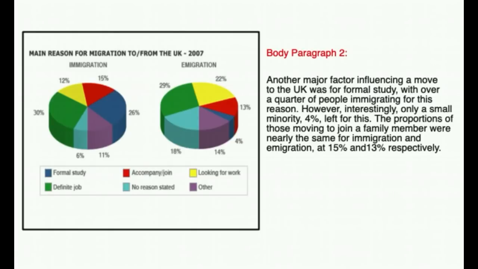In the second body paragraph, study is discussed first. Another major factor influencing a move to the UK was for formal study, with over 1/4 of people immigrating for this reason. However, interestingly, only a small minority, 4%, left for this. So however is used to make the comparison for this reason to move.